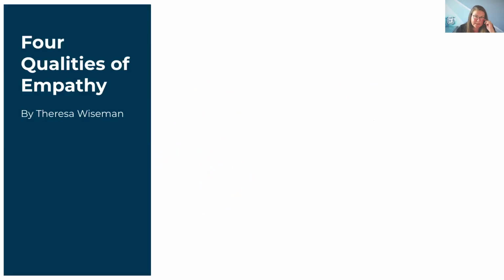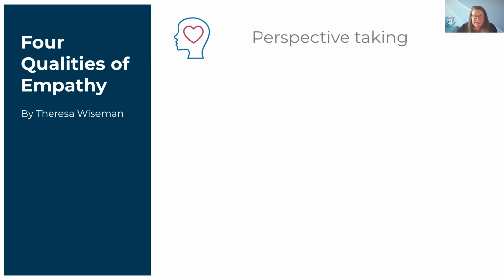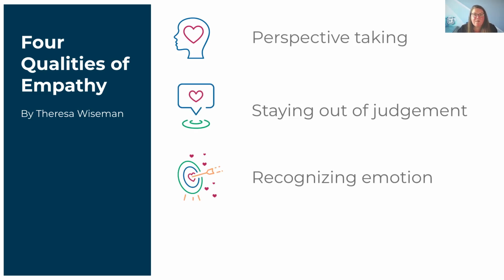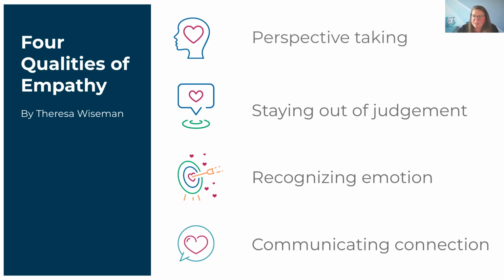In Teresa Wiseman's research, she talks about four qualities of empathy, and one of those is perspective taking. The second is staying out of judgment. The third is recognizing emotion, and the fourth is communicating connection. I'm not going to teach the whole lesson here on this, but the key thing here is that the ability to see the world as another person sees it is that perspective taking. It's not about agreeing with their perspective, but about understanding how they may have come to that perspective. It's putting yourself in someone else's shoes and looking at situations or problems from their viewpoint.